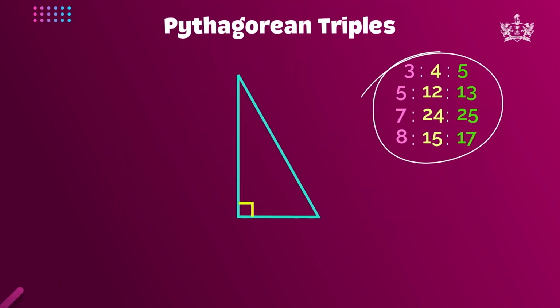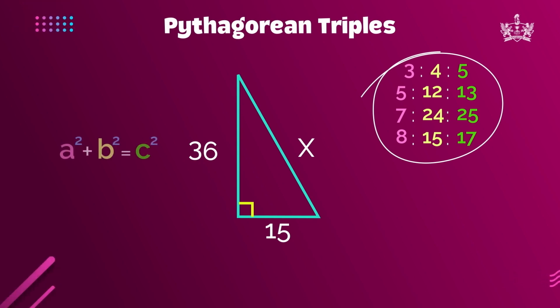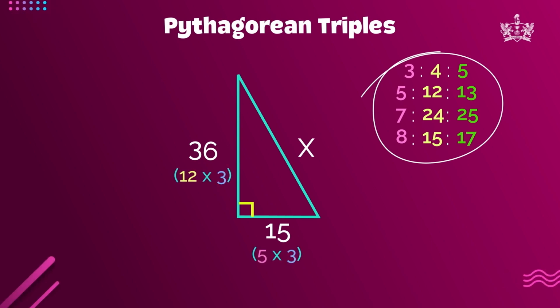Let's look at an example. Let's say we have this right triangle. And sure, you can plug everything into the Pythagorean theorem and take 2 minutes to solve it. Or you can look at it and realize that it's a 5, 12, 13 right triangle with a multiplier of 3. So the answer to x is just 13 times 3, or 39.